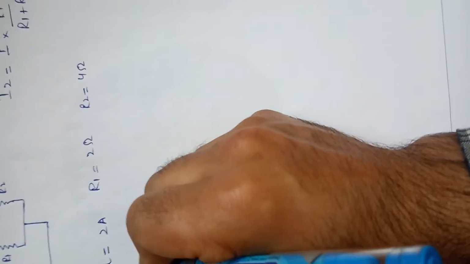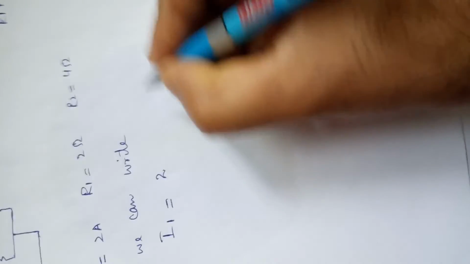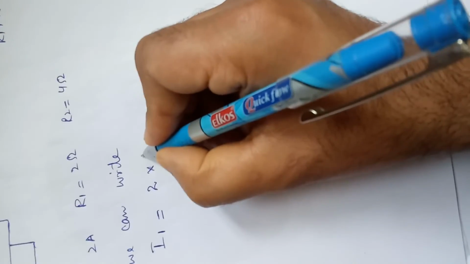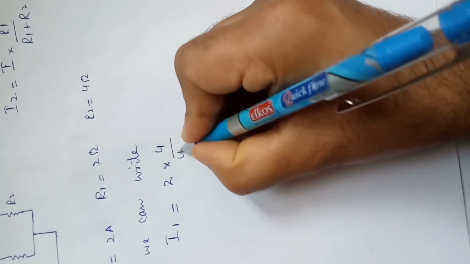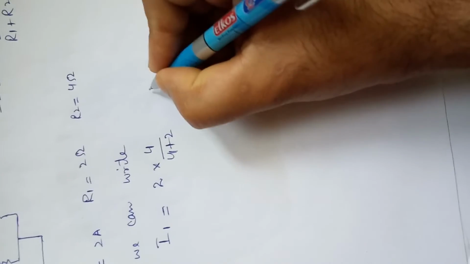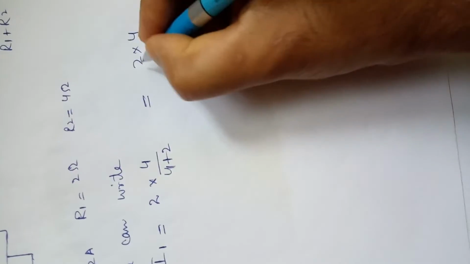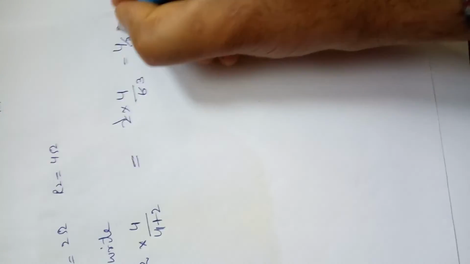So we can write I1 is equal to total current, which is 2 amperes, into some other resistor, which is R2, 4, divided by the sum of resistances, 4 plus 2, which is equal to 2 into 4 divided by 6. 2 ones are 2, 2 threes are 4 by 3 amperes.